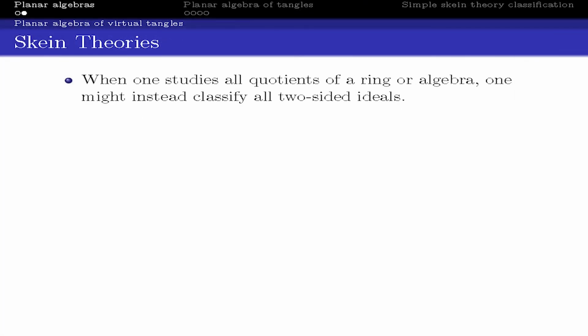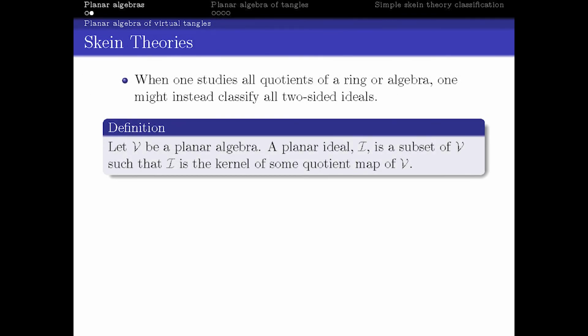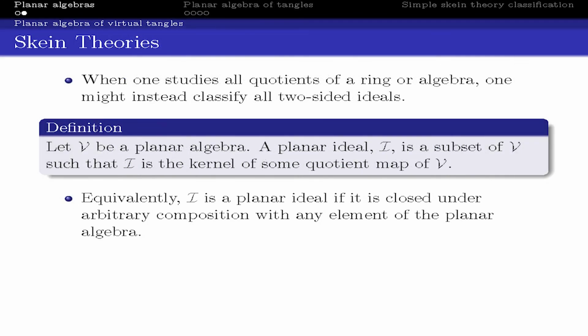When one studies all quotients of a ring or algebra, you might instead think we could classify all two-sided ideals. And so we can do a similar thing with a planar algebra. So let V be a planar algebra. A planar ideal I is any subset of the planar algebra V such that I is the kernel of some quotient map of V. Equivalently, we can think of I as a planar ideal if it's closed under arbitrary composition with any element of the planar algebra.